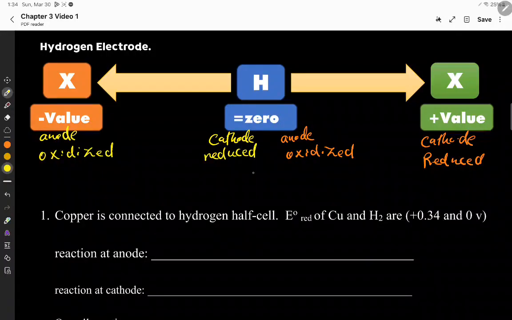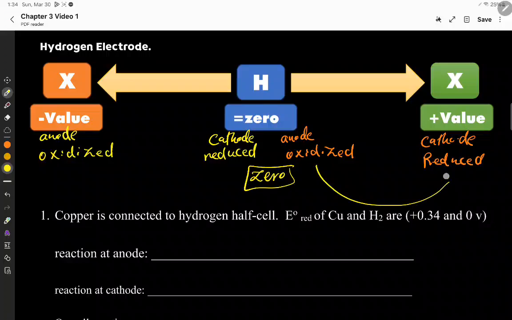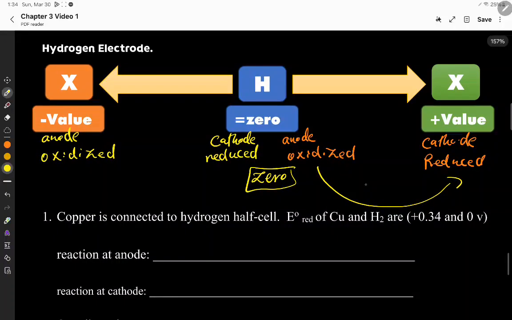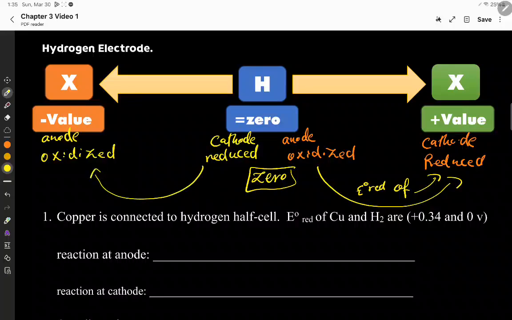Now, because the value of hydrogen is 0, if we connect hydrogen with a substance with positive value, the electromotive force of the cell will be the reduction potential of the substance with positive value. If we connect hydrogen with another substance which has negative value, the electromotive force will be the oxidation potential of the substance, the oxidation potential.